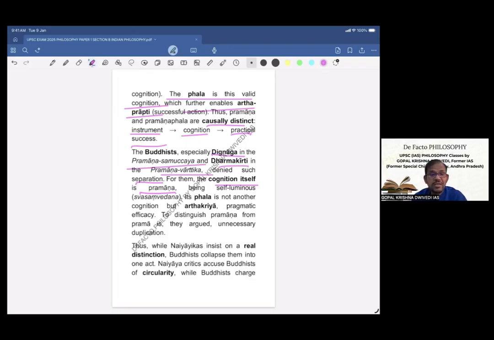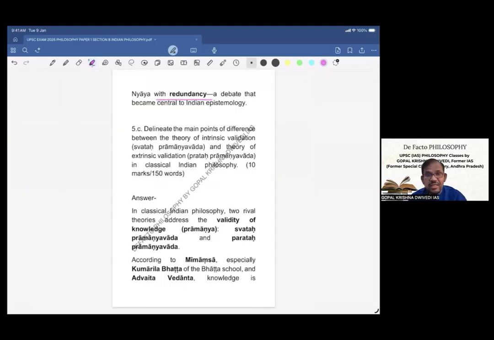Being self-luminous, swasamvedana, its phala is not another cognition, but artha kriya, pragmatic efficacy. To distinguish pramana from prama, they argued, is unnecessary duplication. So this is the view of Buddhists. Thus, while Nyayiks insist on real distinction, Buddhists collapse them into one act. Nyaya critics accuse Buddhists of circularity, while Buddhists charge Nyaya with redundancy, a debate that became central to Indian epistemology.